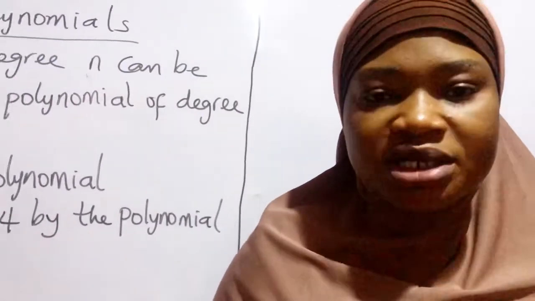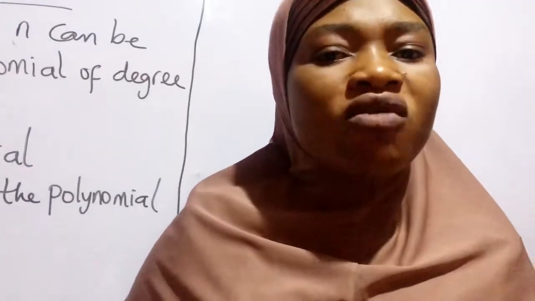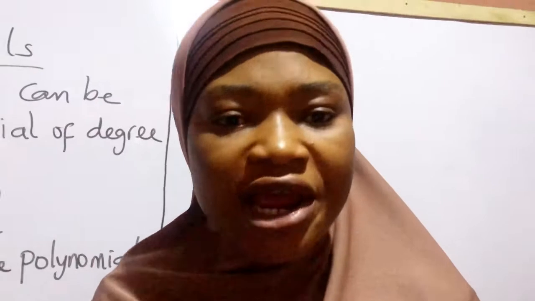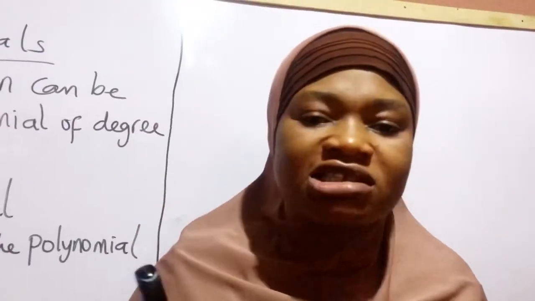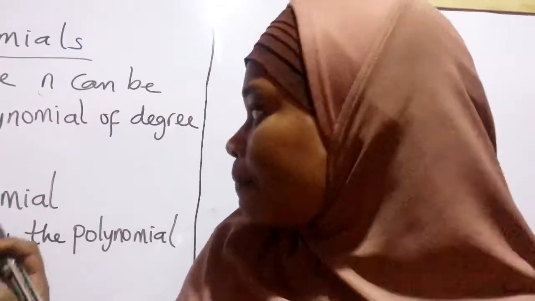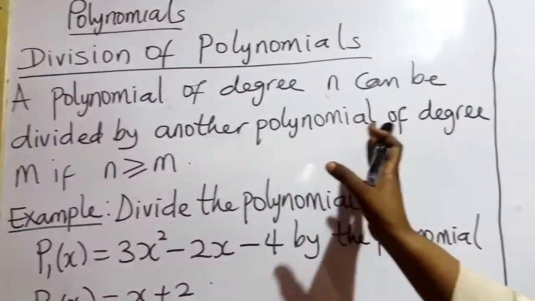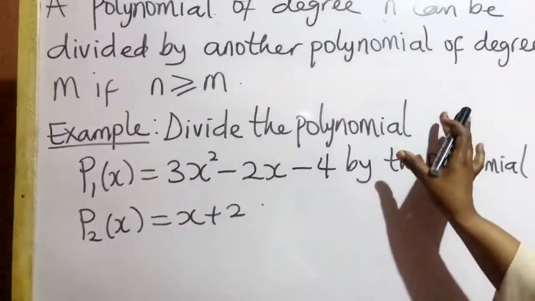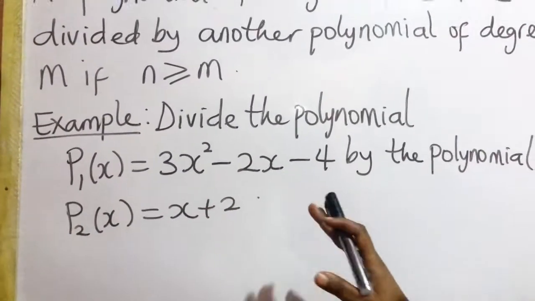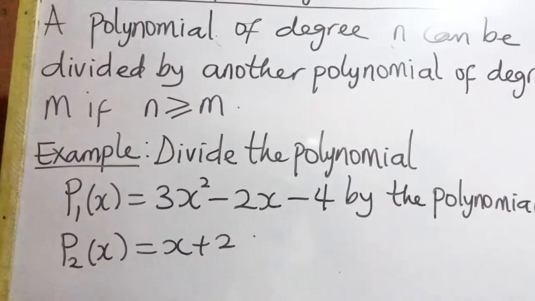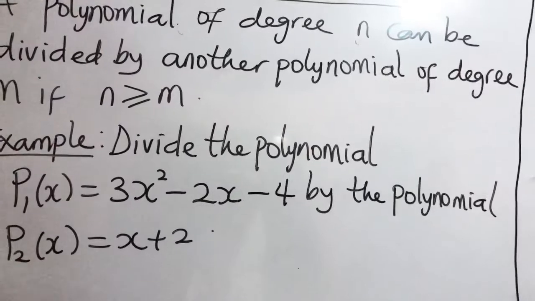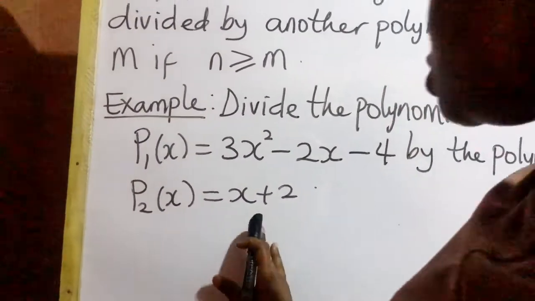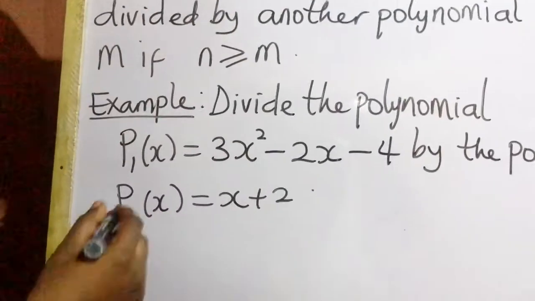Division of polynomials. A polynomial of degree n can be divided by another polynomial of degree m if n is greater than or equal to m. This is what I wrote on the board. Now, for example, divide the polynomial p1 of x is equal to 3x squared minus 2x minus 4 by the polynomial p2 of x is equal to x plus 2.